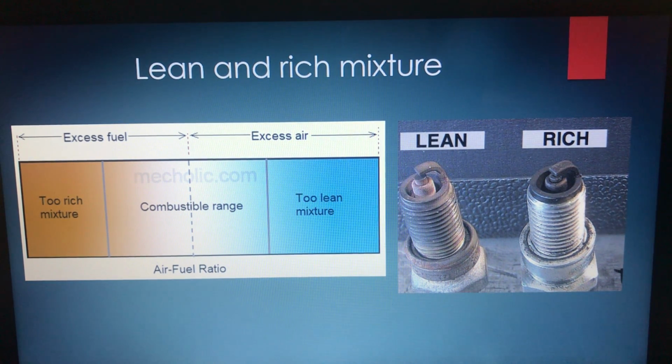A lean mixture may only ignite when both spark plugs fire, but fail to ignite when only one plug fires. A lean mixture also burns very slowly, and if excessively lean, much of the combustion process takes place after the exhaust valves open, resulting in a loss of power and high EGT. Causes of this: an improperly adjusted fuel metering device or a leak in the intake manifold, allowing more air to enter after the metering device.